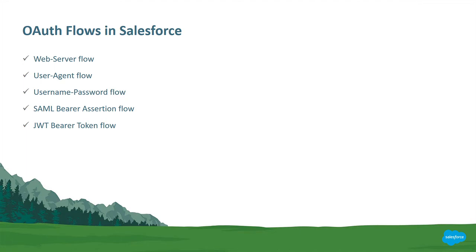And this is the list of the different flows. As I said, there are 8 flows. We're going to look in detail at the web server flow because that's the most commonly used flow. And we're going to take a high-level look at the remaining flows as well.